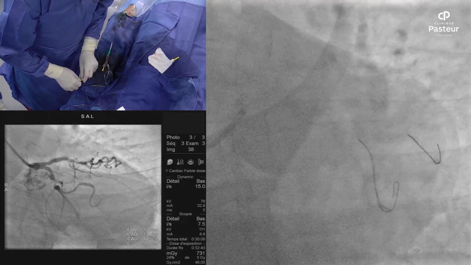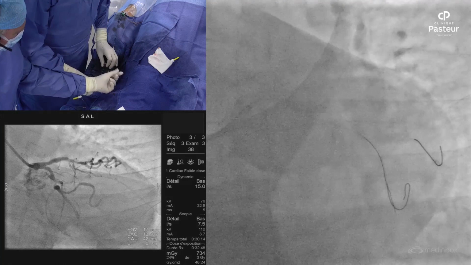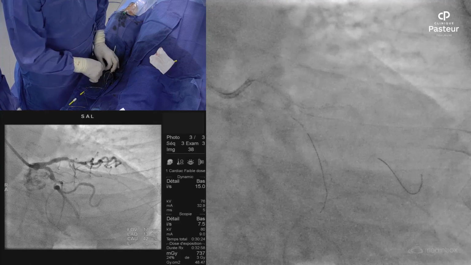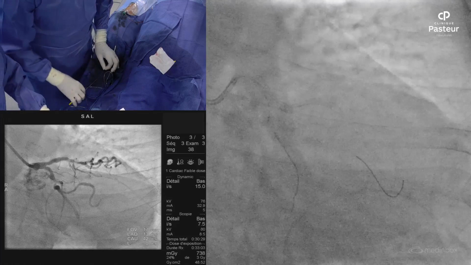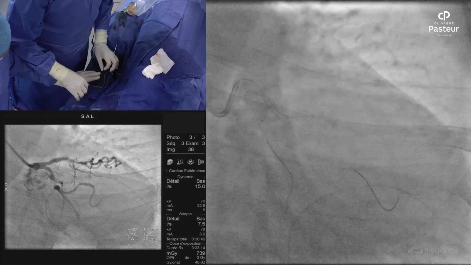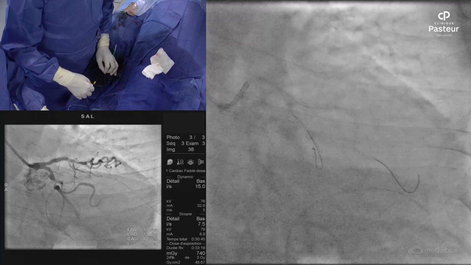This is the jailwire, and so I will remove it. From here, we can remove the jailwire. And you see there is no major engagement of the guiding. So it was okay. Now we have the two wires in the right lumens. It's easy because they don't have the same color. The Fielder is here, it's the green one. You advance. Okay, here we are.